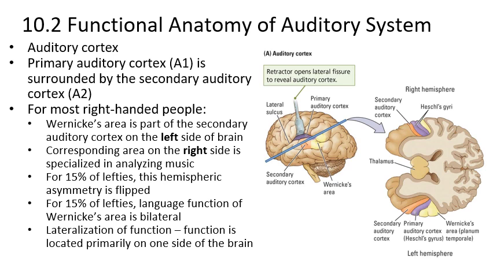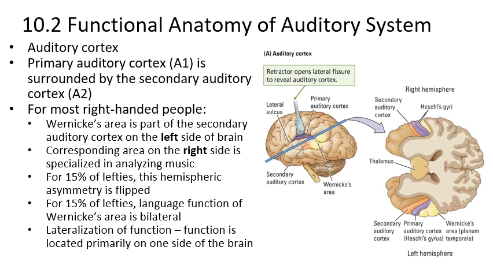So for most right-handed people, which is the majority of the population, Wernicke's area is part of the secondary auditory cortex on the left side of the brain, and the corresponding area on the right side of the brain specializes in analyzing music. However, for 15% of people who are left-handed, this hemispheric asymmetry is flipped. So for 15% of lefties, Wernicke's area, which you remember is a language area, is on the right side of the brain, and the area specializing in analyzing music is on the left side of the brain.